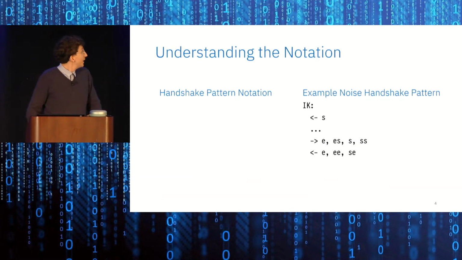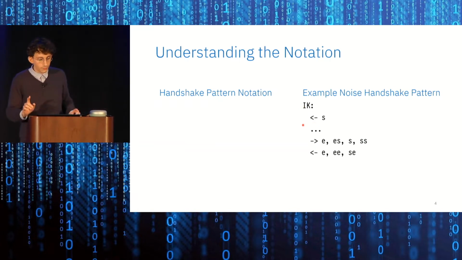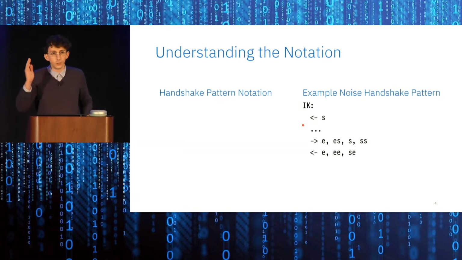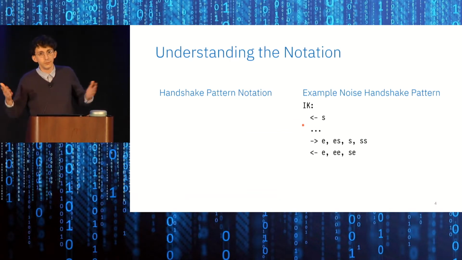OK, all right. So let's try to understand the notation of noise. So you have this thing on the right, which says IK. And if I can, OK. So this is like the name of it. And then you have these tokens. So if you have an arrow going from left to right, it means that the initiator, or Alice, is sending a message to Bob, the responder.